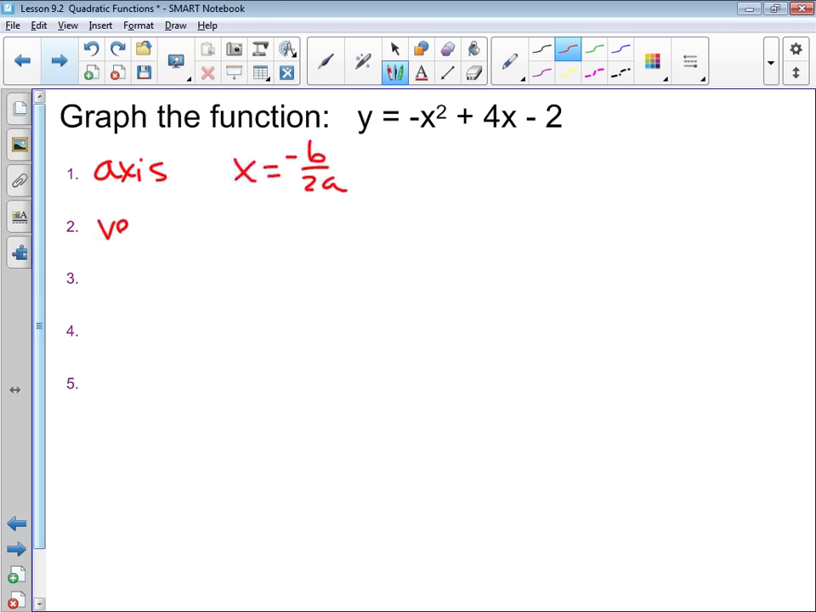Step 2 is the vertex. Step 3 is up or down. Step 4 is find 2 points. And step 5 is to reflect those points. Okay, go ahead and pause. Try this on your own, and then when you come back, I will finish it for you.